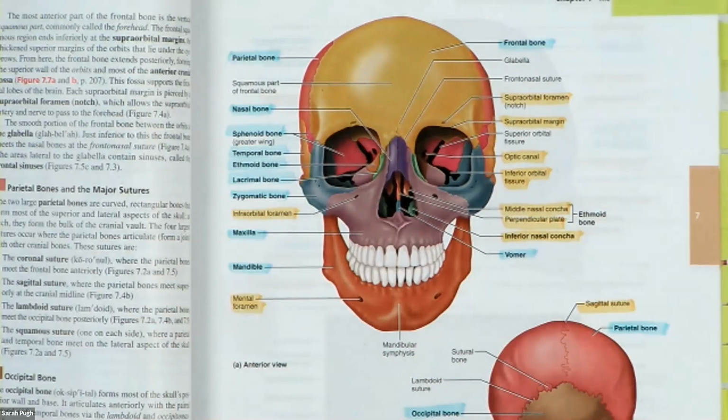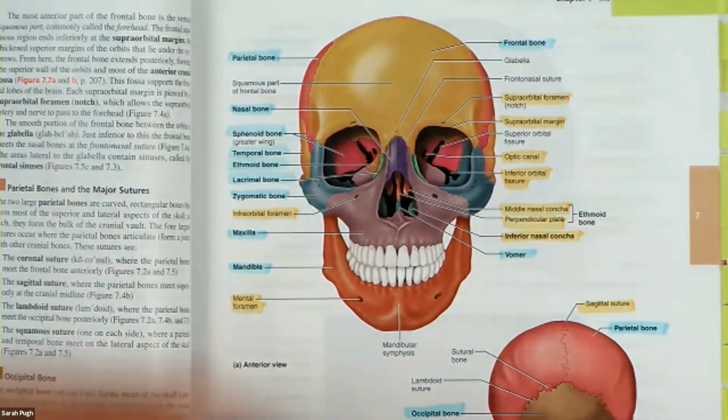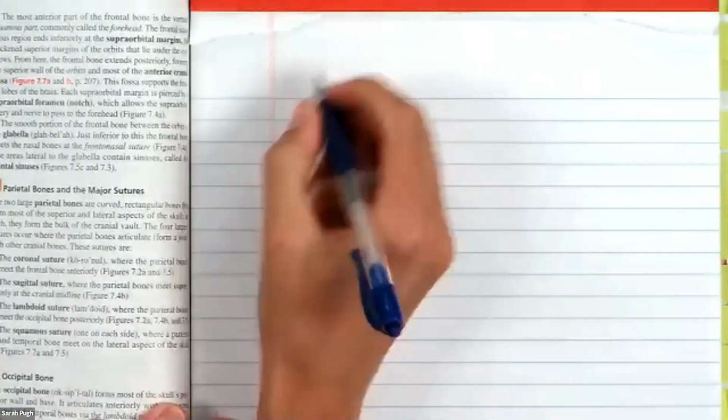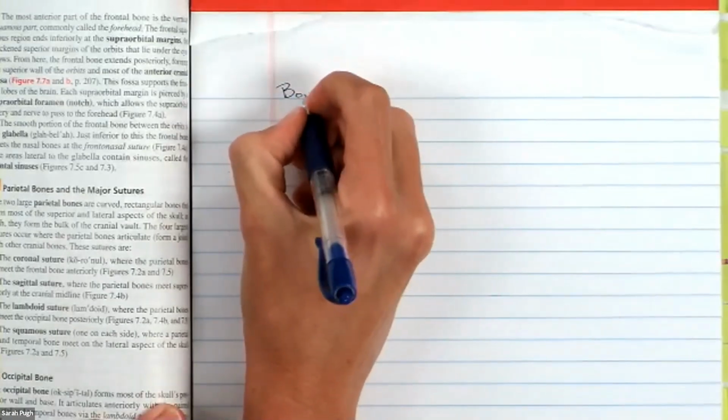I'm going to grab some paper and write this down. I'm afraid to leave my document camera because I'm afraid I won't be able to get back to it. So I'm just going to old school write on some paper. All right, so a bone marking.